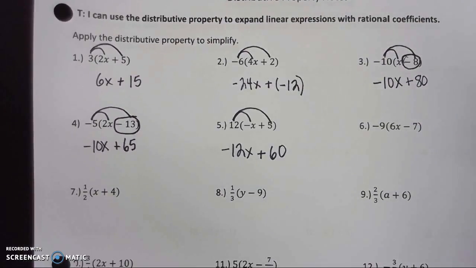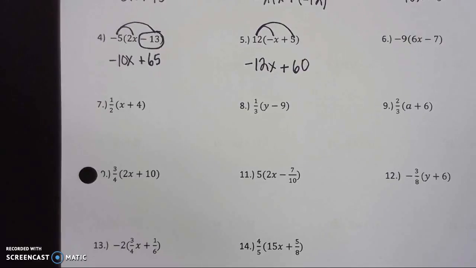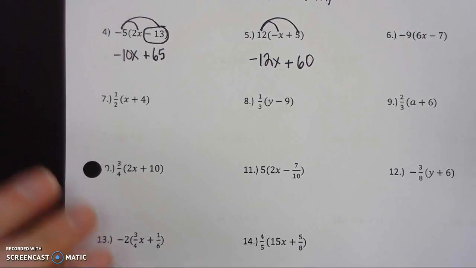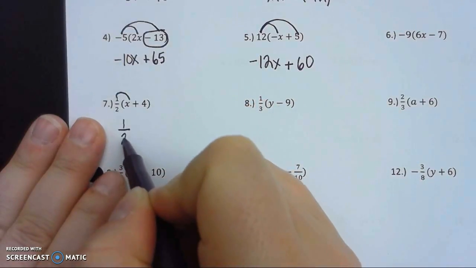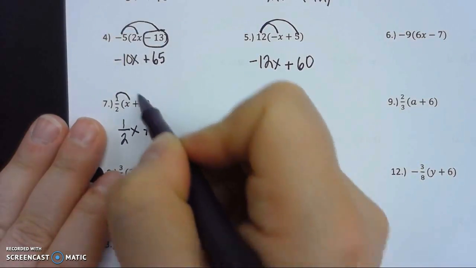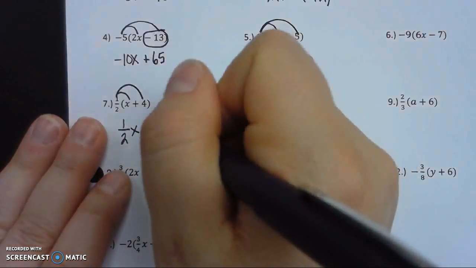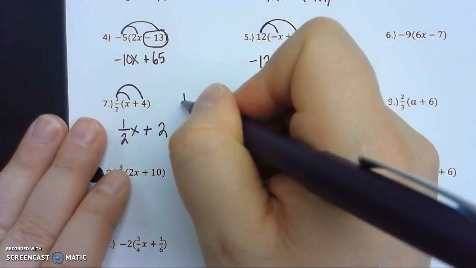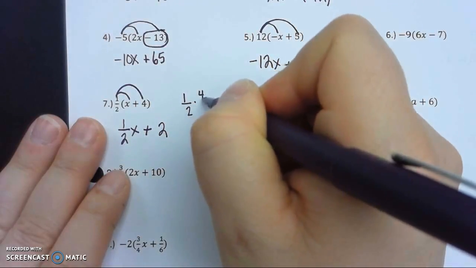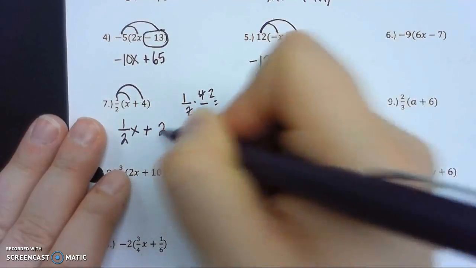I'm going to skip number 6 because you're going to come back to that in just a second. Number 7, what happens when I have a fraction? Well, I'm going to multiply. I have 1/2 times x, so that's 1/2 x, plus 1/2 times 4. And when I take 1/2 times 4, that gives me 2. So you can do 1/2 times 4 over 1. Remember, you're cross reducing, and that gives us a 2.